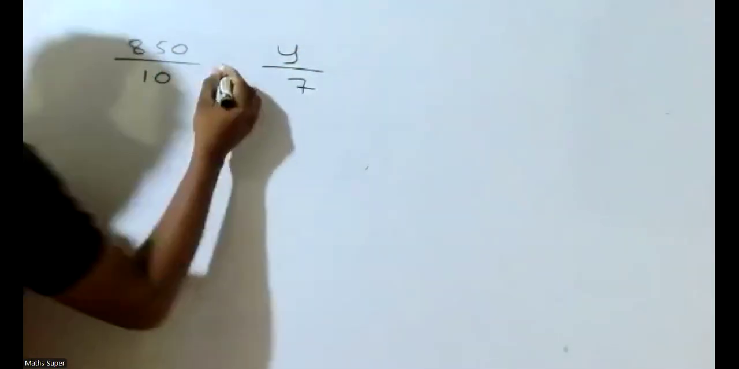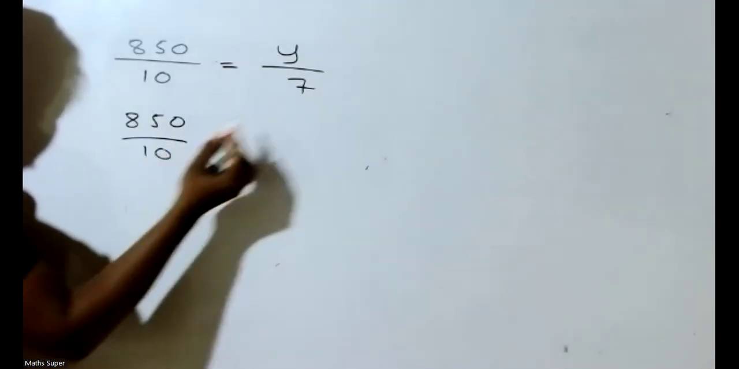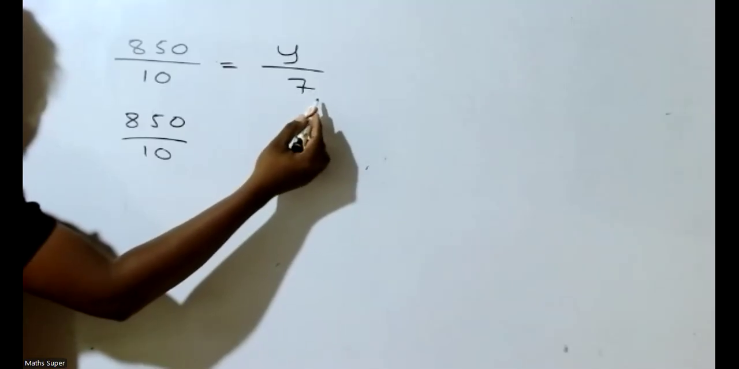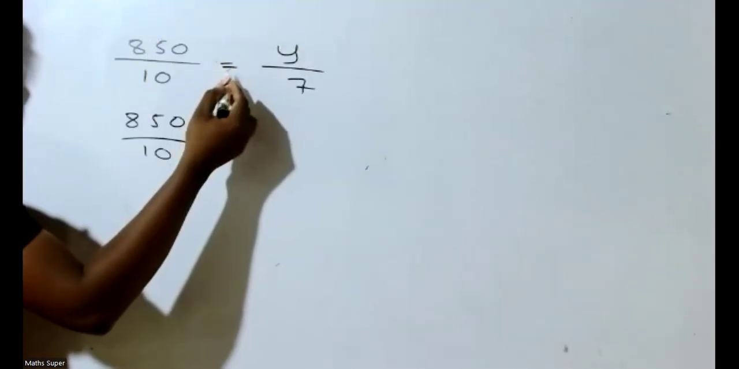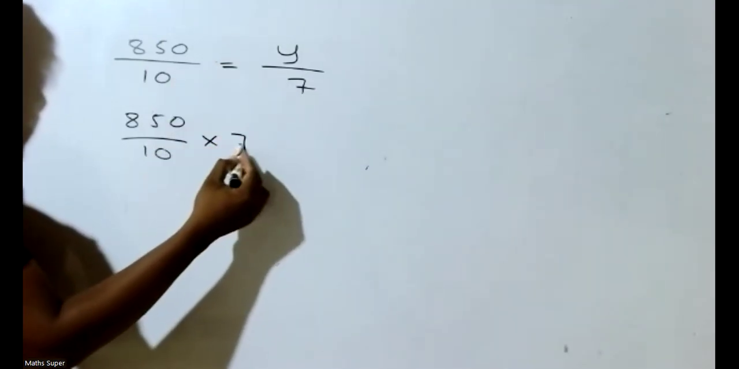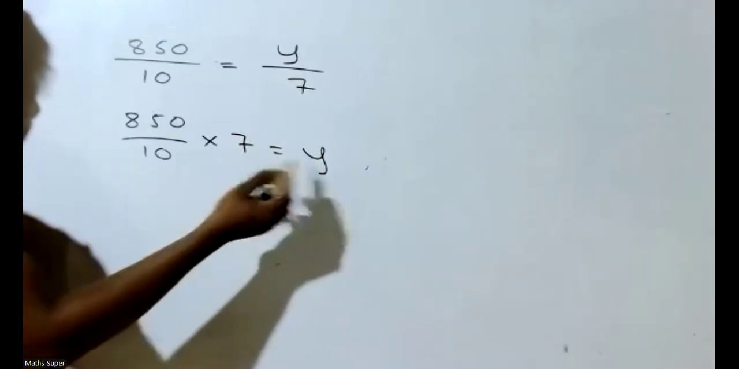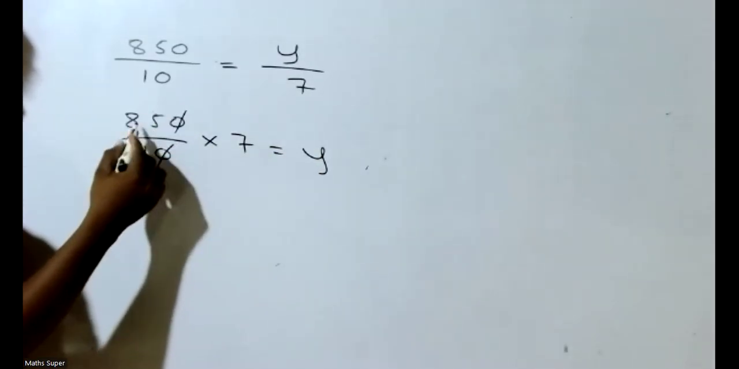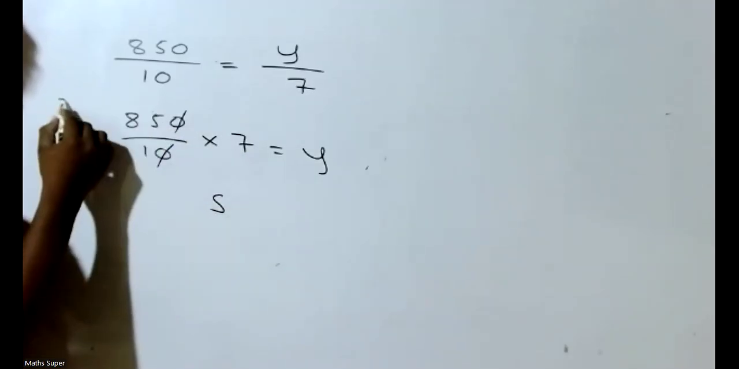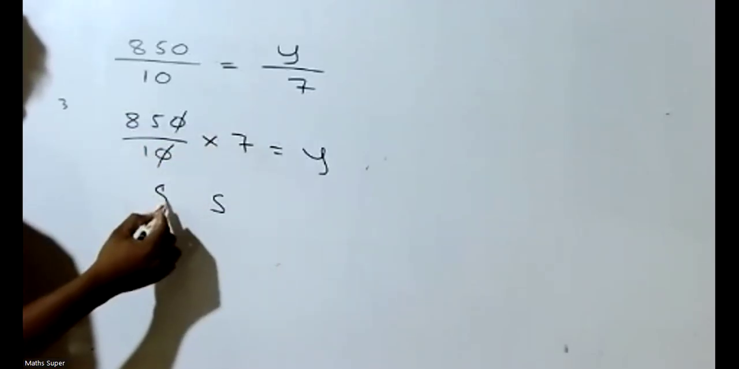So what to do? We have to put equal. So 850 divided by 10. We have to make this one the subject. So what to do? We have to take this 7 from this side to the other side of this equal mark. So this is division, it becomes multiplication. Then it comes from here to here. Now it equals Y. So what to do? 85 into 7. 7 into 5, 35. 3 remain. 7 into 8, 56 plus 3, 59.